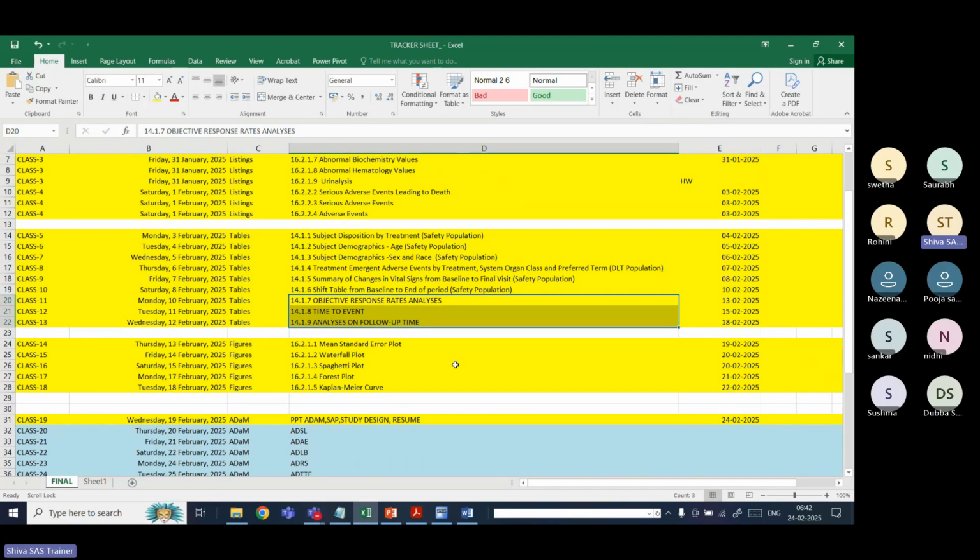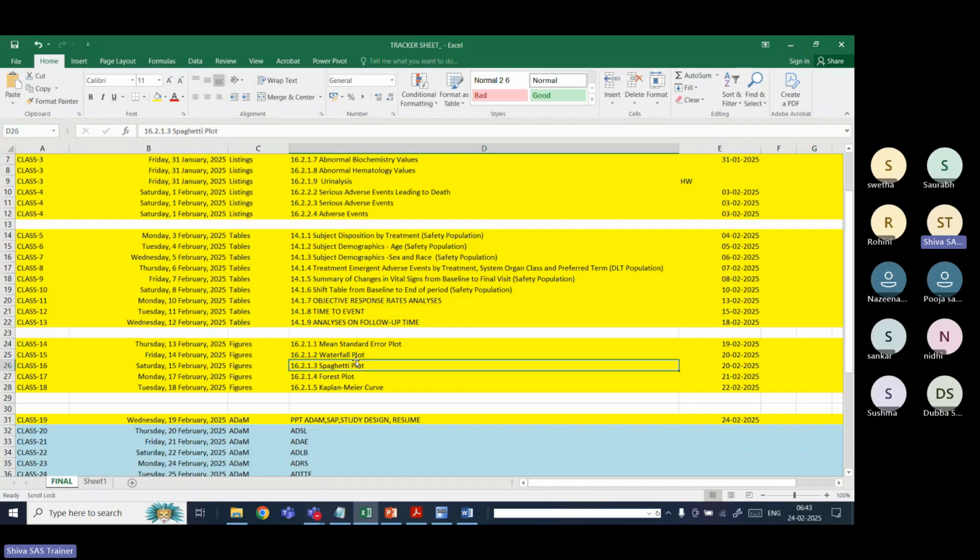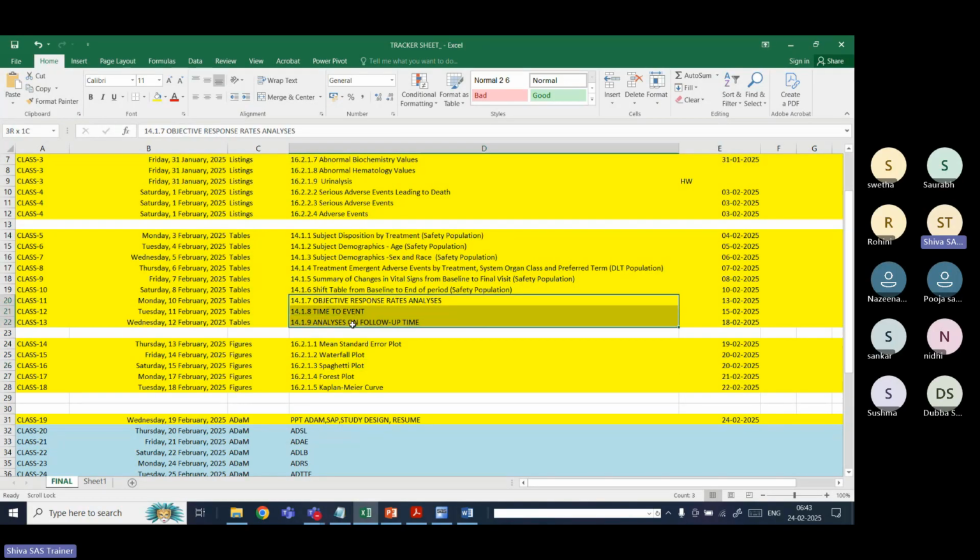Okay, so if ORR is the primary, that is the main table for that study. Time to event is in every oncology study. The waterfall and spaghetti plots are not applicable to all studies, but some studies have these figures as well. The efficacy tables and figures, and the safety ones, are applicable to most oncology and non-oncology studies. The adverse event related information is applicable to all safety related studies.